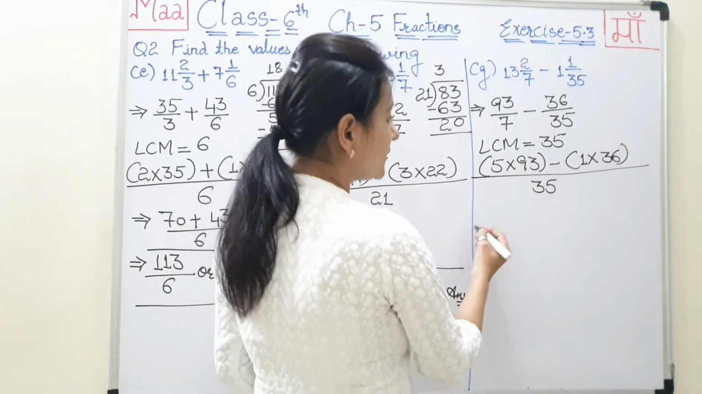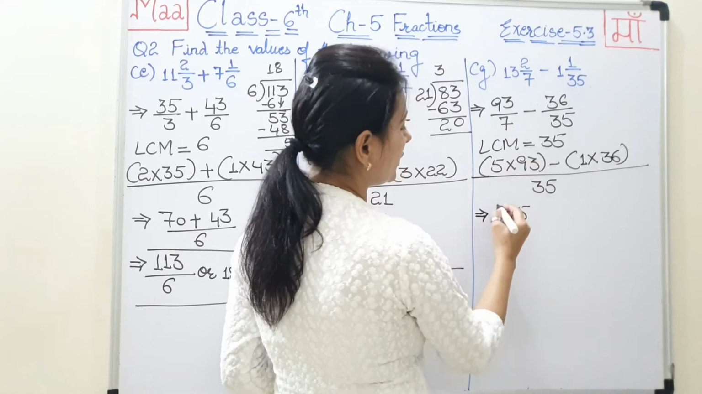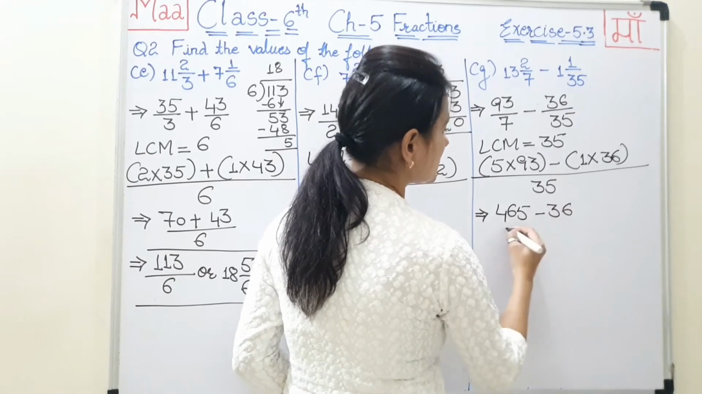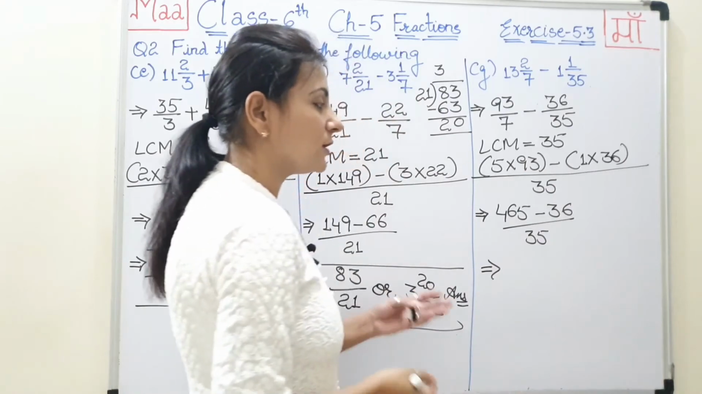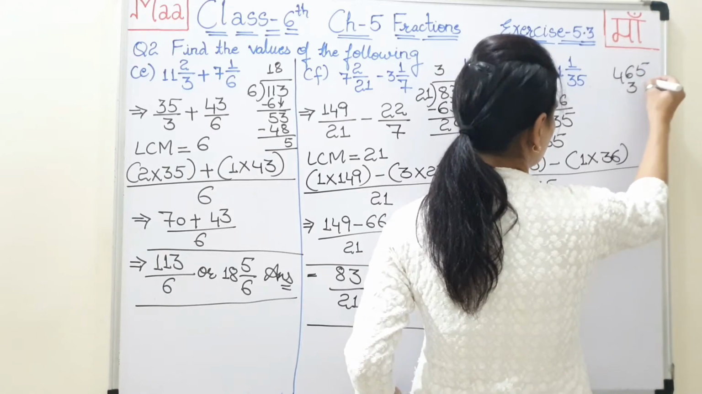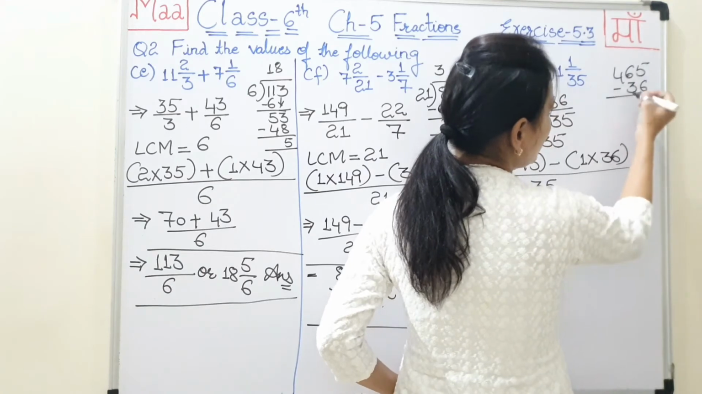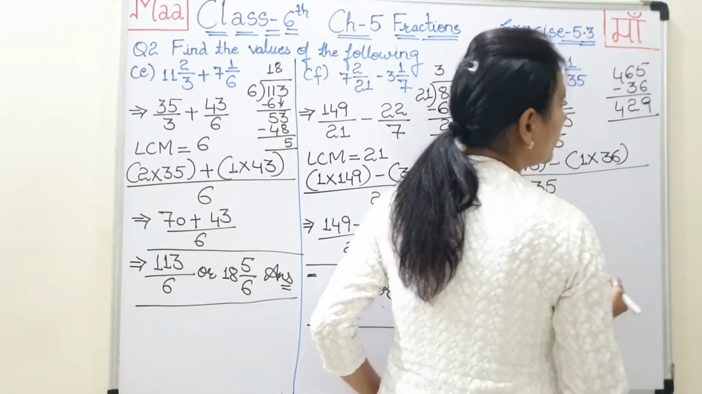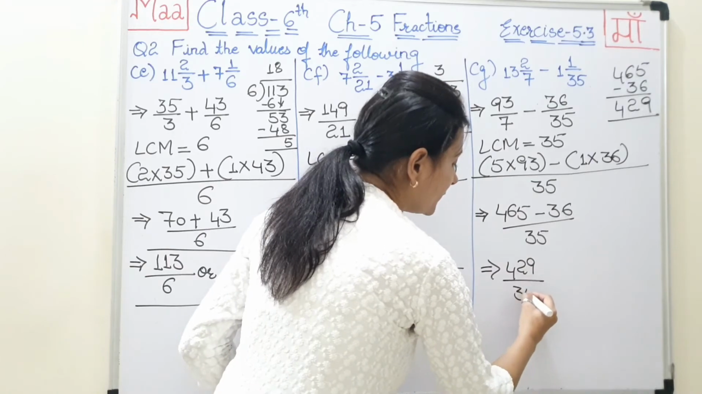Now 93 into 5, 93 को जब आप 5 से मल्टीप्लाई करेंगे so 5 3s are 15, 5 9s are 45 plus 1 46. So 465 minus 36 upon 35. Okay, so now simply we will do the subtraction. अब आप subtraction करेंगे. So देखिए 465 में से हम subtract करेंगे 36 को. So 15 minus 6 is equal to 9, 5 minus 3 is equals to 2 and 4 as it is. So 429. So यहाँ पर हमारा result आ गया 429 upon 35.